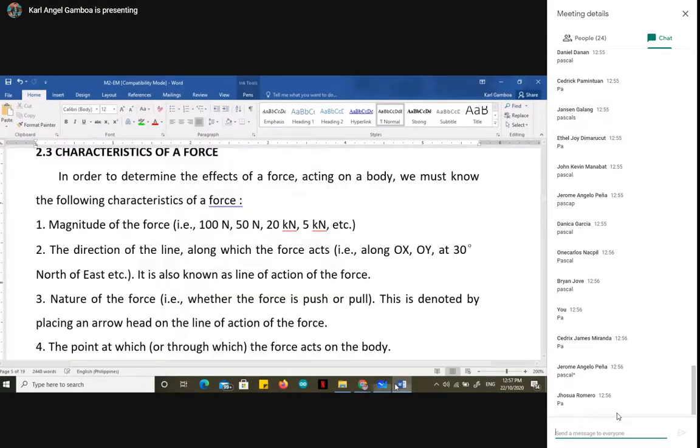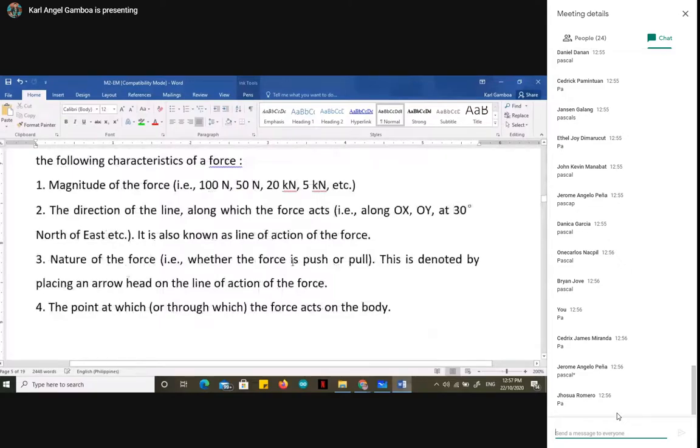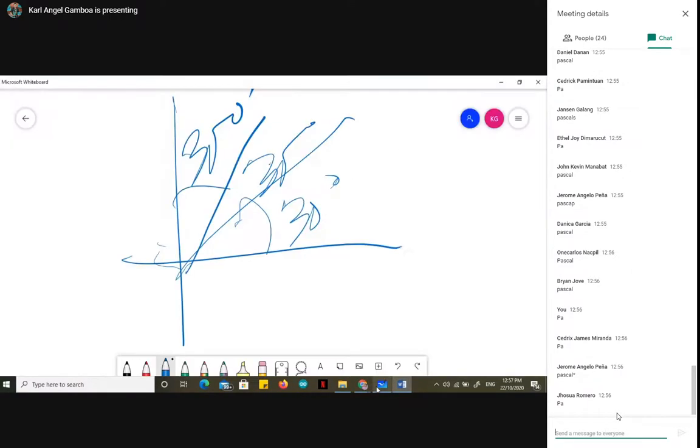Nature of the force. Whether the force is push or pull. So eto na naman, malalaman natin later. This is denoted by the arrowhead. So basically guys, for example, you have now a box here. Kapag ang arrow patusok dito sa box, push or pull? Ano yan, guys? Kapag yung arrow going to the box, is that push or pull?